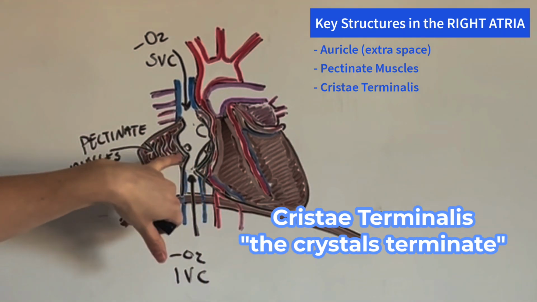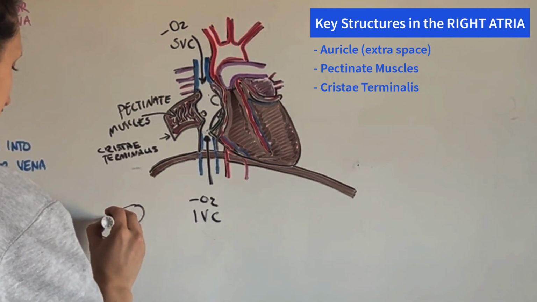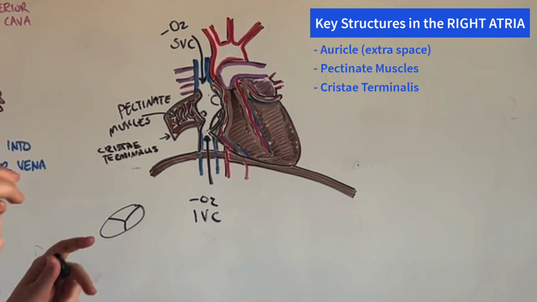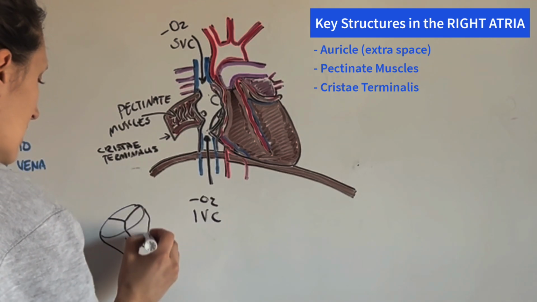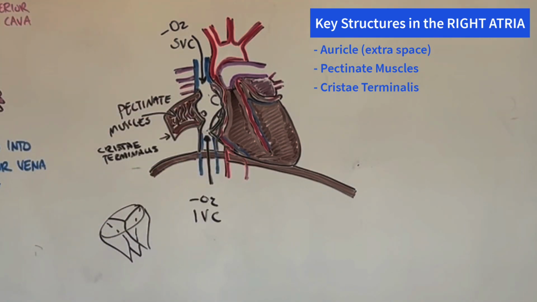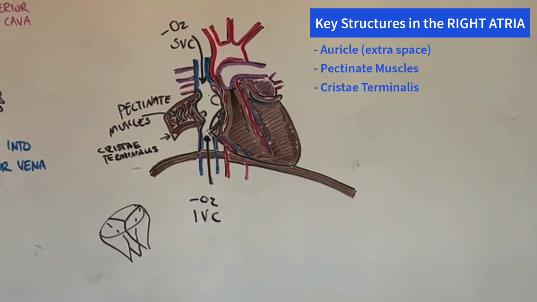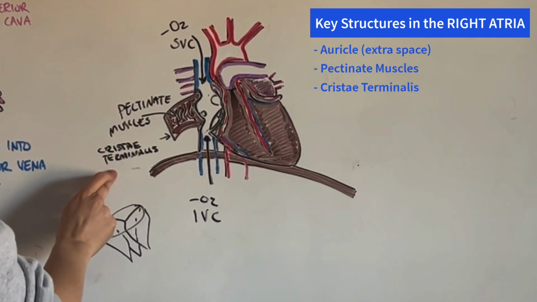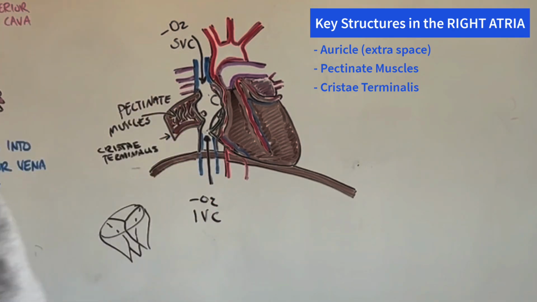So if you can sort of tell, there's a little valve I've drawn in here. I've drawn it in like this with 3 cusps, and these cusps would go actually down into the ventricle below, and we'll see how that happens when I open up that right ventricle. But I want to point out pectinate muscles, crista terminalis on the internal aspect of the wall. We've opened up that auricle, the right atria essentially.